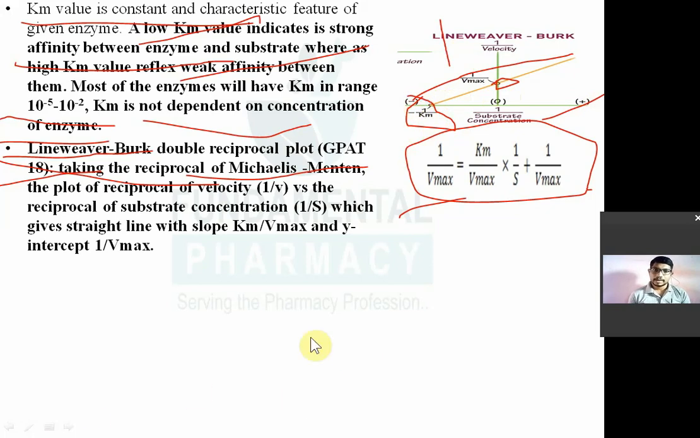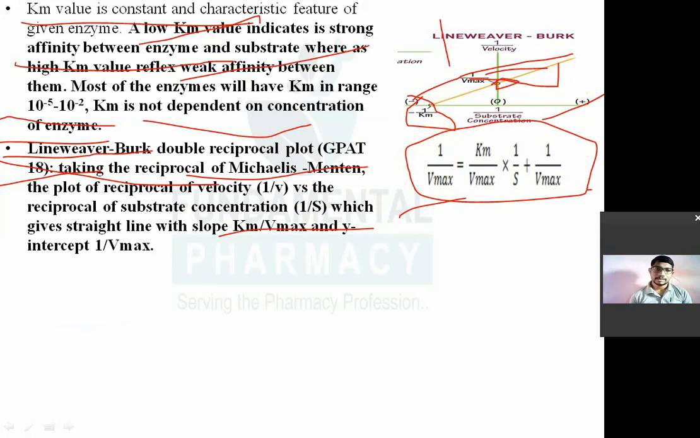And the slope of this graph is nothing but Km divided by Vmax. The slope is Km divided by Vmax, and the y-intercept is 1 upon Vmax. The x-intercept is -1 upon Km, the y-intercept is 1 upon Vmax, and the slope will be Km divided by Vmax.